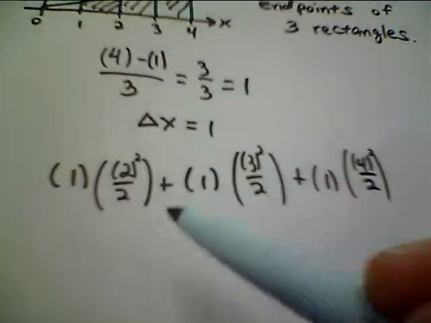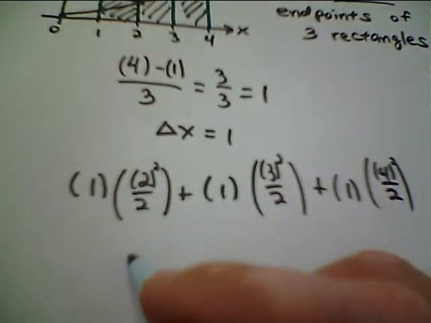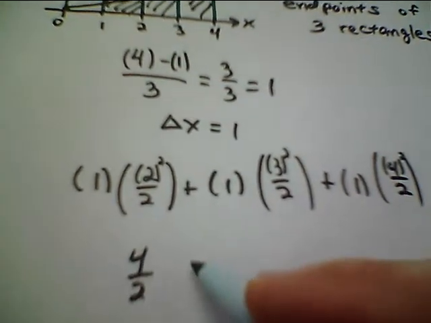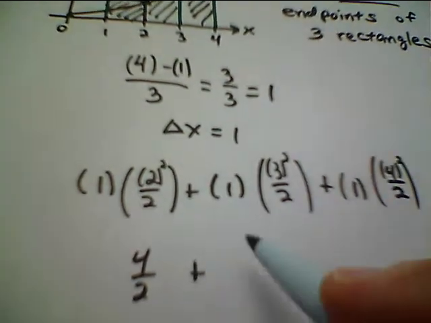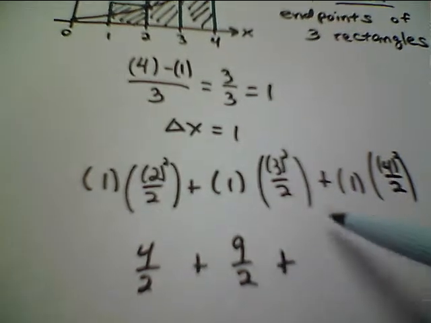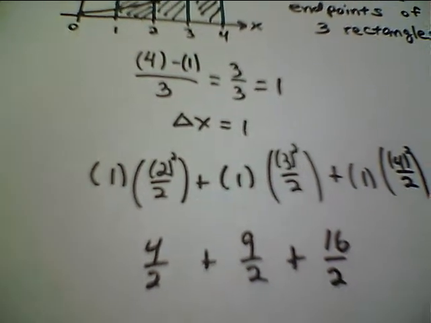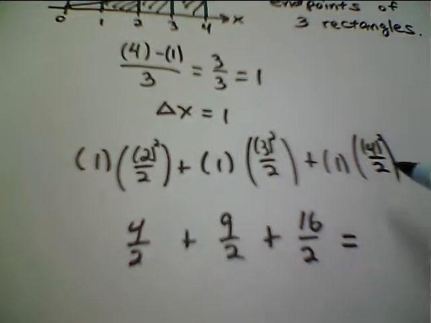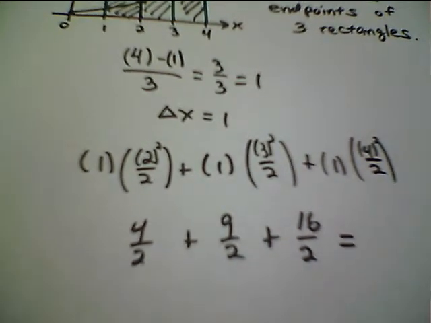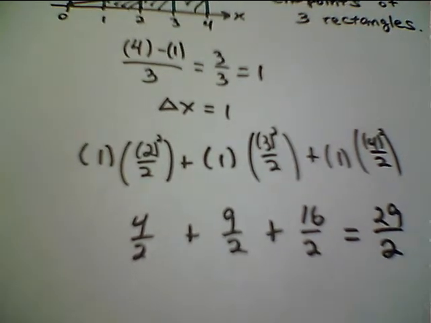Now I just add these together. So I have 1 times 2 squared over 2, which is simply 4 over 2, plus 1 times 3 squared over 2, which is simply 9 over 2, plus 1 times 4 squared over 2, which is 16 over 2. And that gives me 16 plus 9 is 25, plus 4 is 29, so that's 29 over 2.